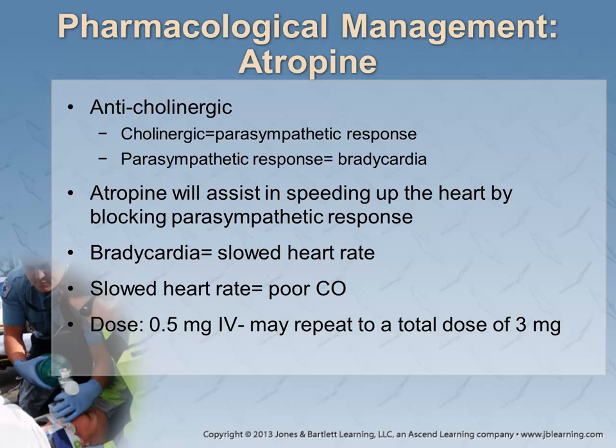So, its main property is that it blocks the parasympathetic response. It is an anticholinergic, it acts against the parasympathetic nervous system. Slowed heart rate equals poor cardiac output. Our dose for bradycardia is 0.5 milligrams for a max total dose of 3 milligrams. A pre-filled atropine, what does it come in? 1 milligram. So we're just going to give half of that.